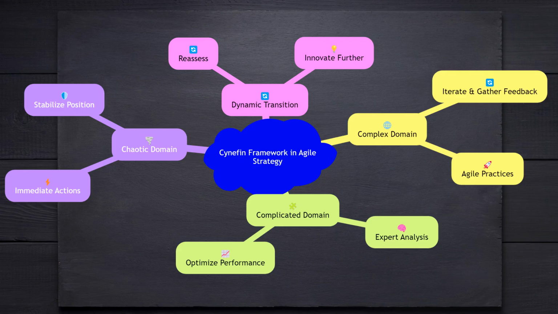Consider a software development team facing a rapidly changing market. Initially, they operate in the complex domain, using agile practices to iterate and gather feedback. As they identify successful features, the situation shifts to the complicated domain, where expert analysis helps optimize performance. Suddenly, a competitor releases a disruptive product, plunging the team into the chaotic domain.